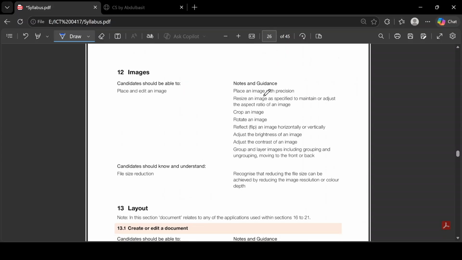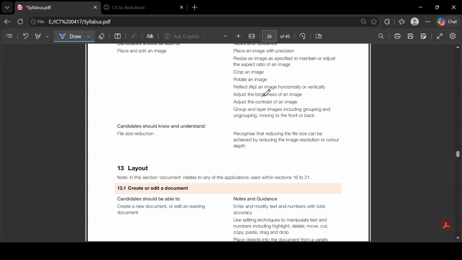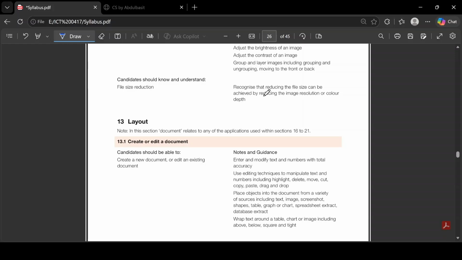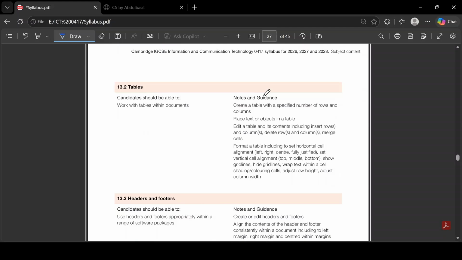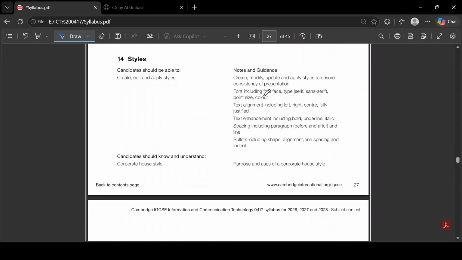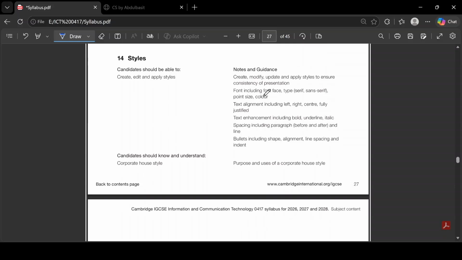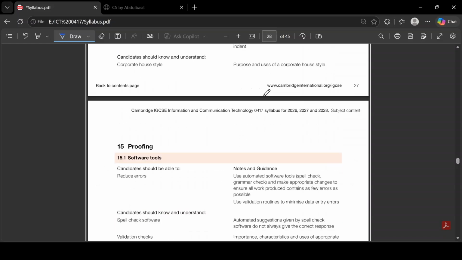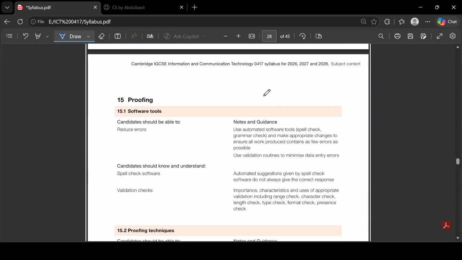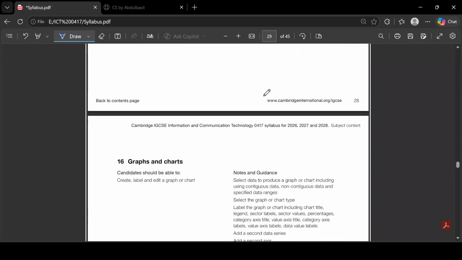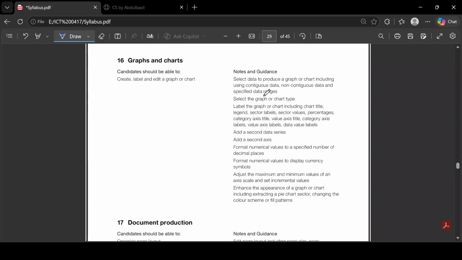Then we have images. We will understand how to edit, how to reduce the file size by cropping it down, adjusting the brightness like that. Then chapter 13 is related to layout of the document, create or edit a document, how to add tables, header and footer in a document. Then chapter 14 is related to styles, in which we will understand about the styles of the particular softwares. Then we have proofing tools, in which we will understand what are the software tools that are used for proofing techniques. Then chapter 16 is related to graphs and charts. We will understand how to conclude a graph by using a specific software and by using data.